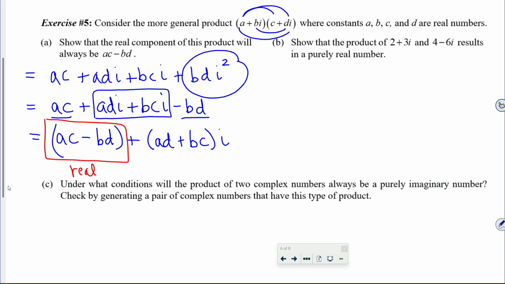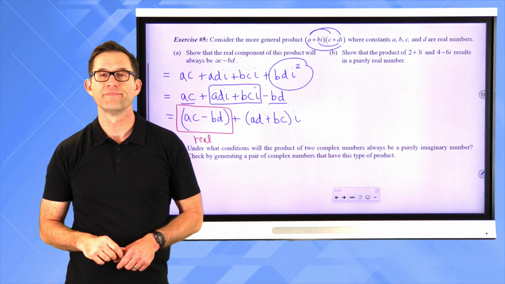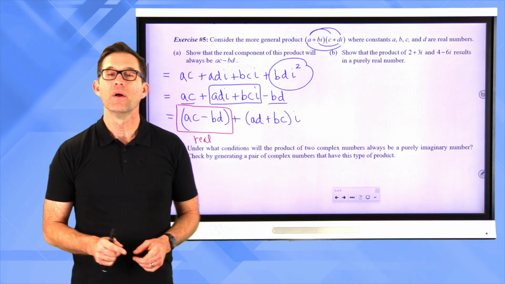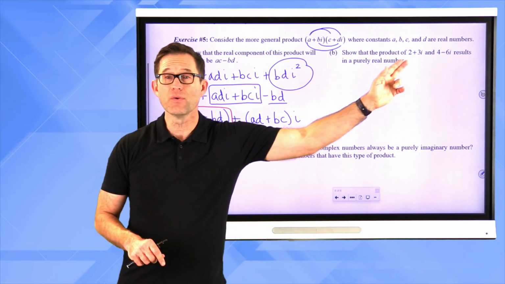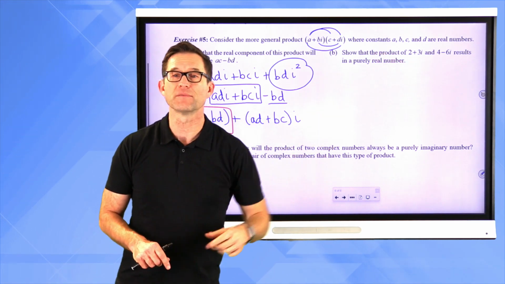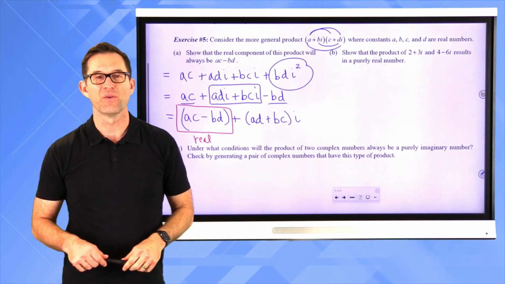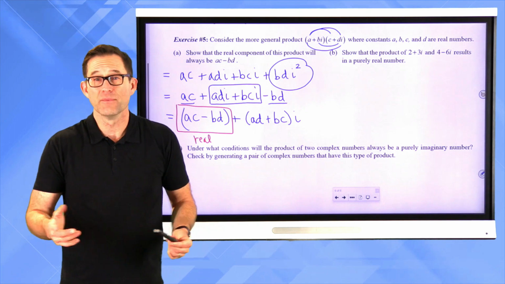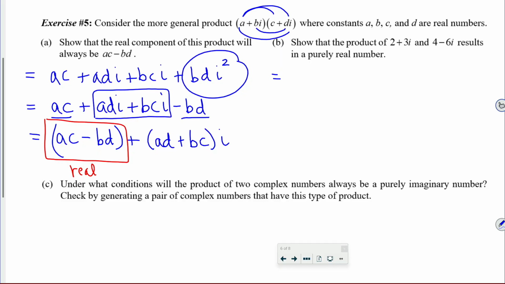All right. So let's take a look at letter B. Show that the product of 2 plus 3i and 4 minus 6i results in a purely real number. Awesome. Well, what I'd like you to do is actually just do that product. Do 2 plus 3i times 4 minus 6i and see what you get. All right, well, let's go through it. I want to do 2 plus 3i times 4 minus 6i. Let's see if I can actually do it correctly.